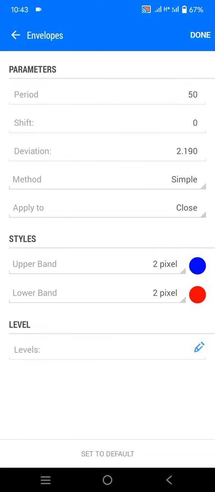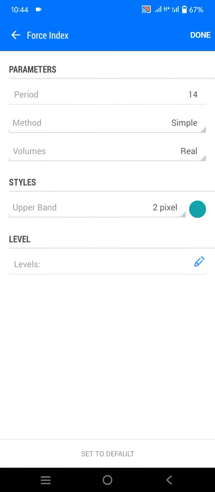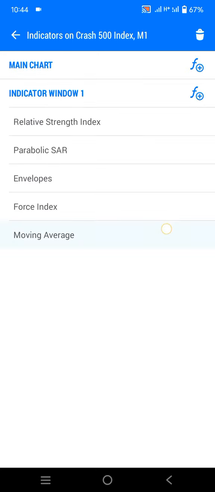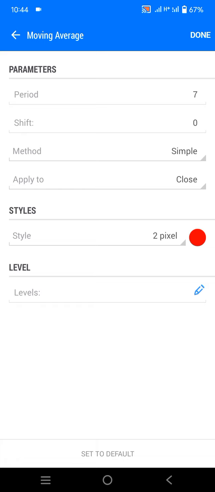Envelopes 50, 0.2, simple, apply to close. Then go for Force Index. The Force Index is 14 period, simple, apply to volume. Color choose any you like. And now go to the moving average. The period will be 7, shift will be 0, method will be simple, apply to close.